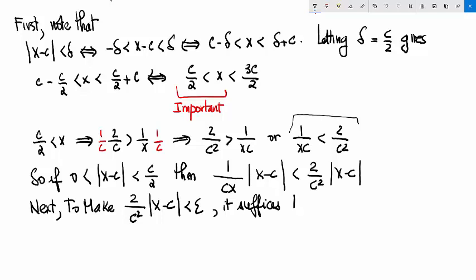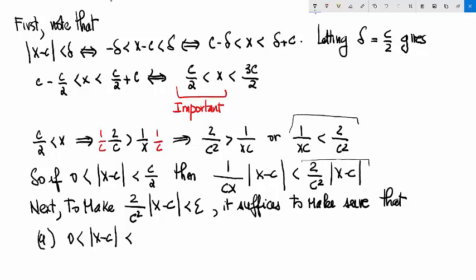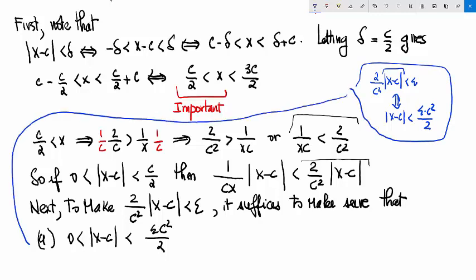it suffices to make sure that, A, the distance between x and c is less than, right? If I want this to be less than epsilon, I just need to make sure that the distance between x and c is less than epsilon over c squared over 2, right? Okay, first, maybe this is puzzling, so let me substantiate this. So on a side note, if I want this inequality, and if I solve this inequality for the absolute value of x minus c, I get that the absolute value of x minus c is less than epsilon times c squared over 2, right? So that's exactly what I'm stating here. This is what this is all about.